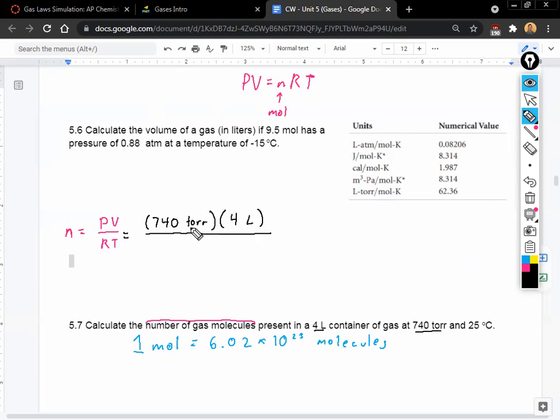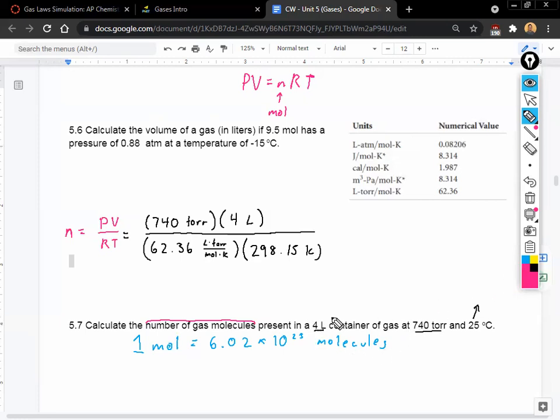If you notice, we have torr and liters. And if you look down here, we have torr and liters. So we can use the value 62.36 for R. If we want to write the units, it's liters torr divided by mole Kelvin. And then for our temperature, we have 298. If we add 273.15 to 25, that'll give us 298 Kelvin. It's 25 plus 273.